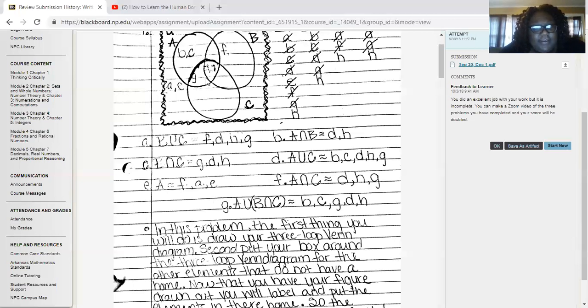And this right here, because it's conjoined right in here, so it's going to be in the middle. And we have D and H are the only ones in the middle.